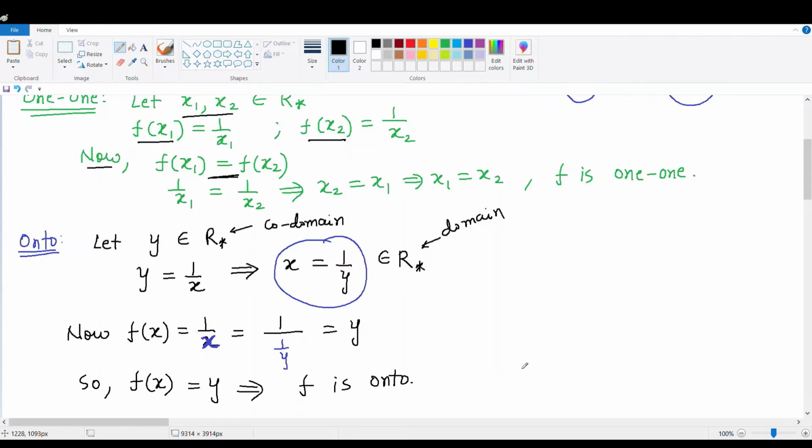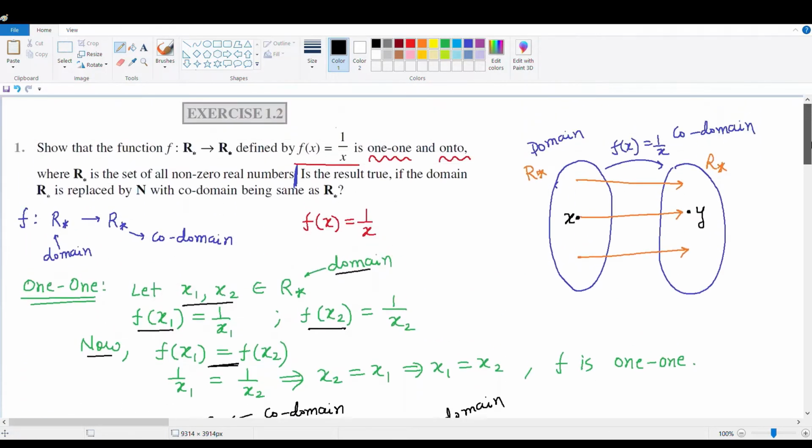Always remember that. To show onto, you need to pick one value from your codomain, then use your function definition and try to solve that for x. And then in your function definition, try to plug in that x. If you plug in that x and you end up getting f of x equals y, that function is onto. So for the first half of this question, we are done: this function is 1-1 and onto when the domain is R star and the codomain is R star.